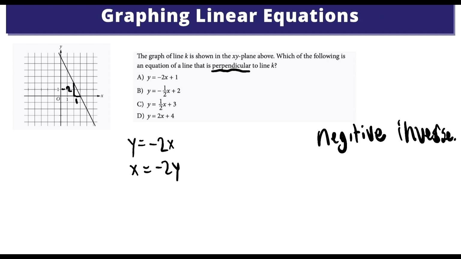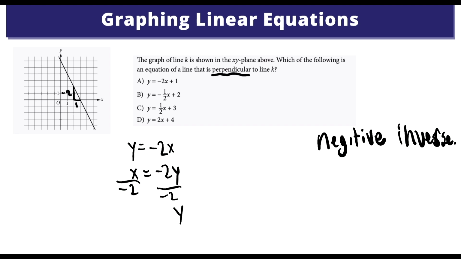-2y. So now we need to isolate the y. So we divide by -2 on both sides, right? So then we have y equals -1/2 x. But now we also need to remember that it's a negative inverse. So we're just going to multiply this by -1. And we will get 1/2 x y.